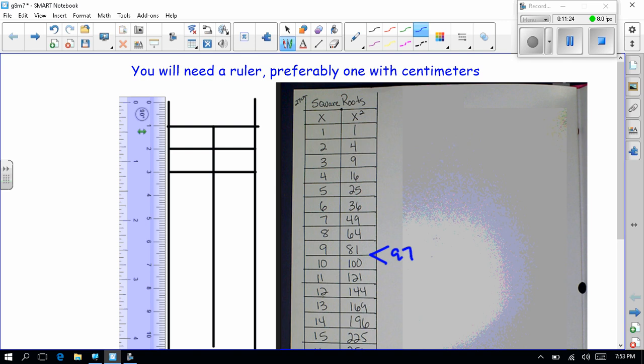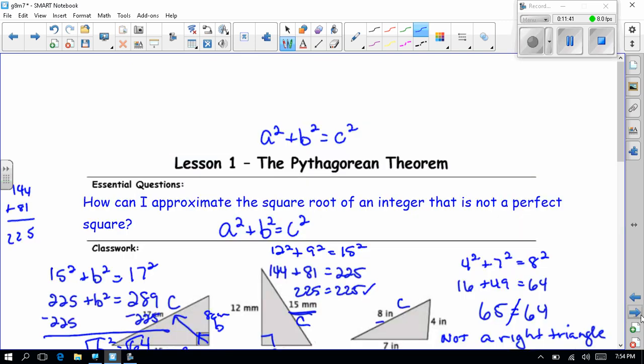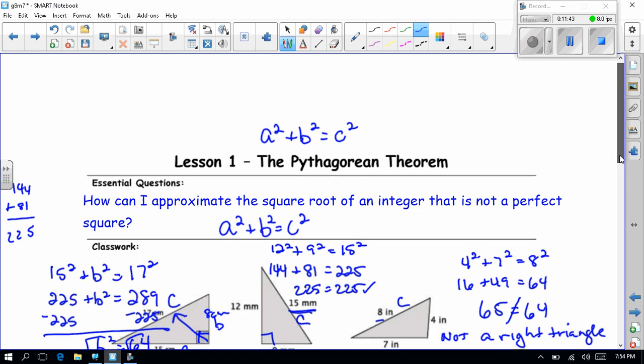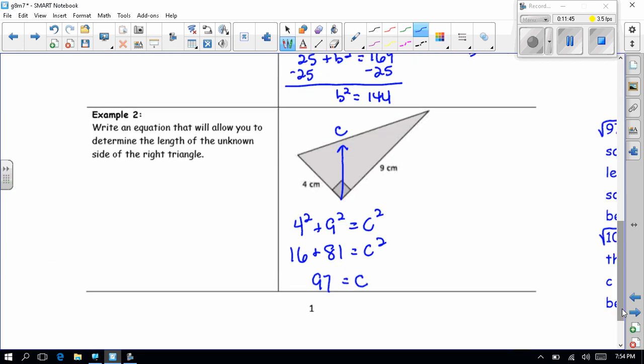10. So the square root of 97 is somewhere between 9 and 10. It's closer to 10, so maybe it's like 9.8 or 9.9. I don't know. This lesson is just asking me to approximate it, so I don't have to know exactly. Actually, knowing just that it's between 9 and 10 is what this lesson is asking us to do. So you're probably thinking, how do I write that answer? You write it just like this.